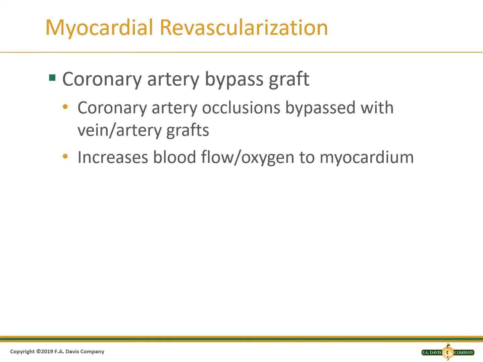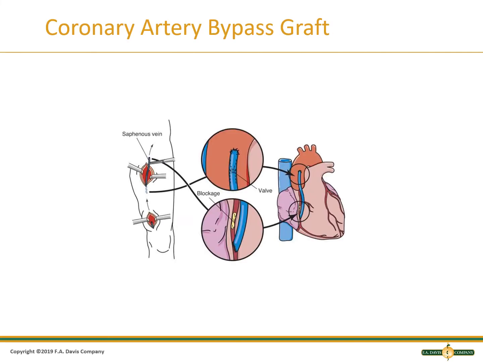AHA guidelines can help determine if the patient will benefit from PCI or coronary bypass graft, commonly known as CABG. The saphenous vein from the leg or an internal mammary artery from the chest wall is used to reroute the blood around a segment of coronary artery that is narrowed by atherosclerosis. In this figure, we can see retrieval of a saphenous vein from the leg and its use in CABG for myocardial reperfusion.